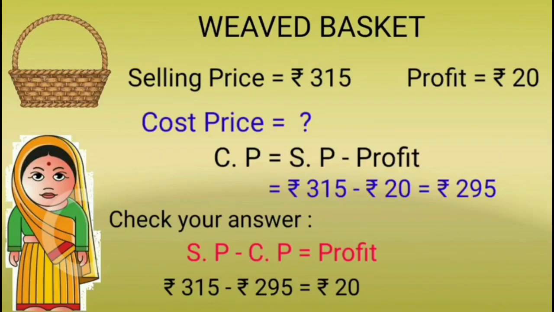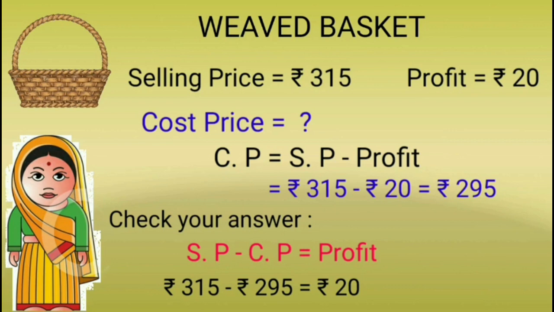Children, she is Mrs. Savitri. Mrs. Savitri weaves baskets. So she sold woven baskets in the fair. Selling price of the basket is 315 rupees and she sold at a profit of 20 rupees on each basket. Here, the selling price of the basket and the profit on each basket are given. So we have to find the cost price of the basket.